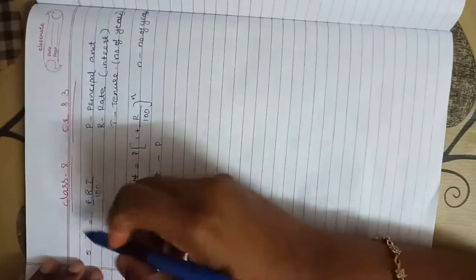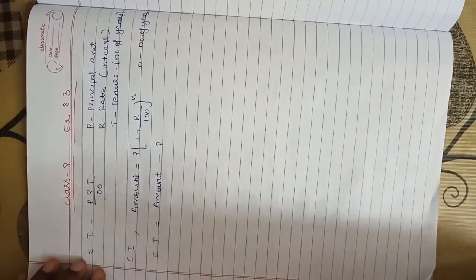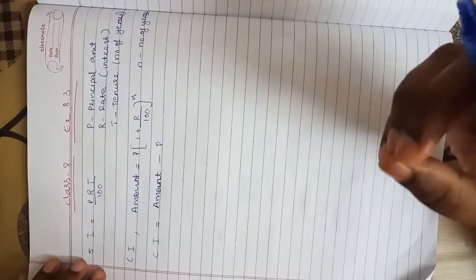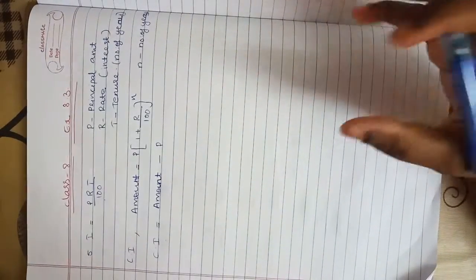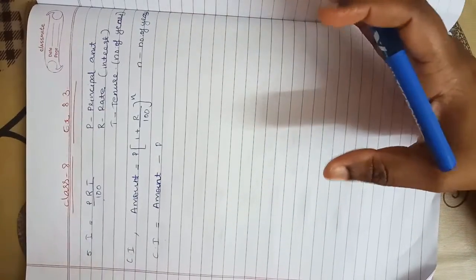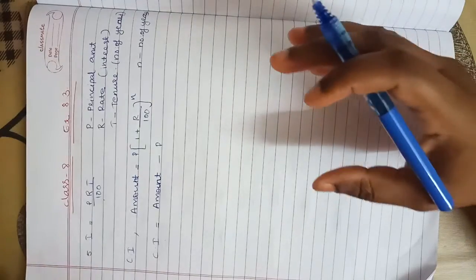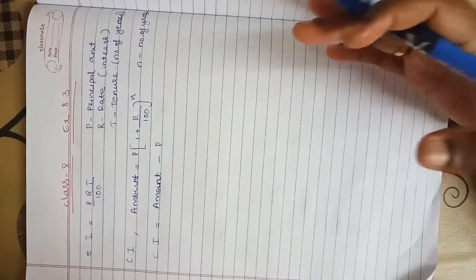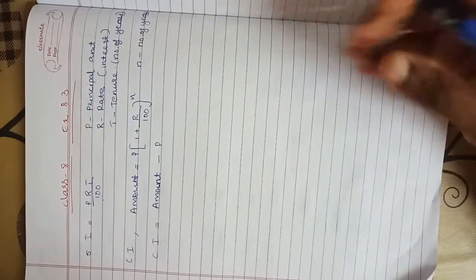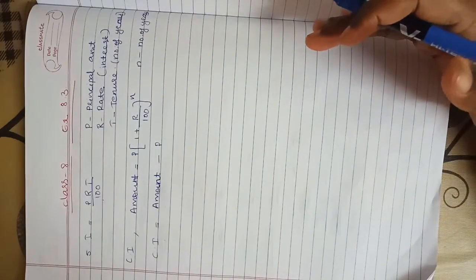Okay. So simple interest means, suppose this is one example only, if you are depositing one amount for 5 years and the rate of interest is equal to 10 percentage, then at last you will get 10 percentage of the complete amount for 5 years. That is the meaning of simple interest at last.